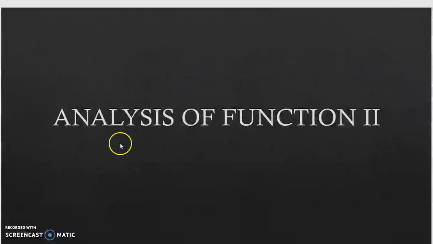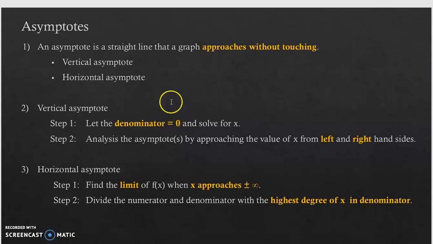In this video we will focus on analysis of function 2. So in this slide we will look at asymptote. An asymptote is a straight line that a graph approaches without touching. This is the keyword: approach without touching the line.